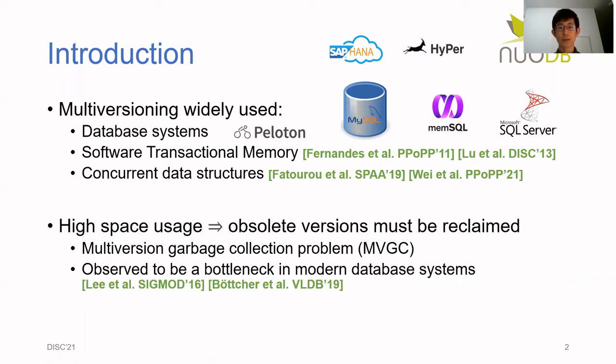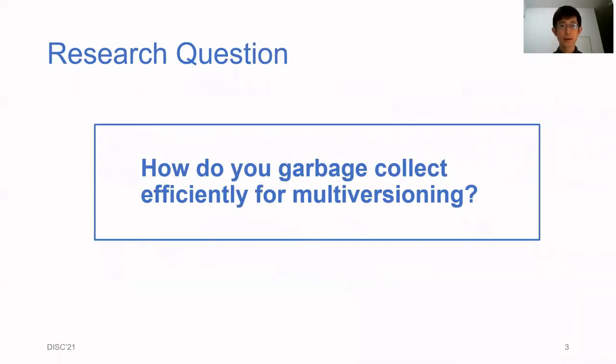The basic idea behind this technique is to keep around historical versions for each object. One of the challenges is managing the space usage. To avoid running out of memory, versions that are no longer needed have to be identified and reclaimed. This is called the multiversion garbage collection problem, or MVGC for short. This problem is interesting to study from a theory perspective, but it's also important in practice. Several studies from the database community have found that this garbage collection step can actually be the bottleneck in real-world workloads. So the question that we're interested in answering is, how do you garbage collect efficiently for multiversioning?